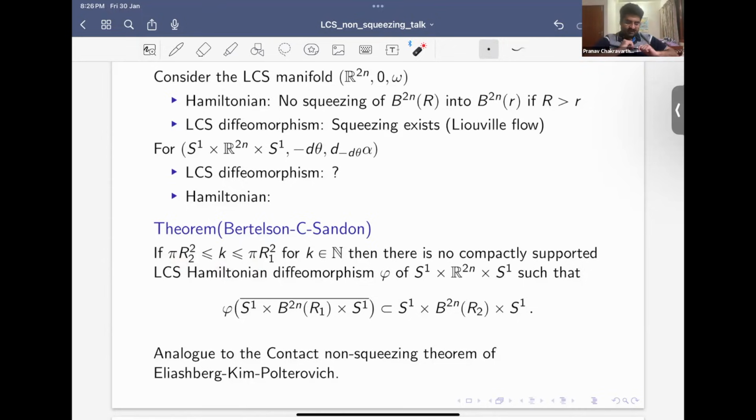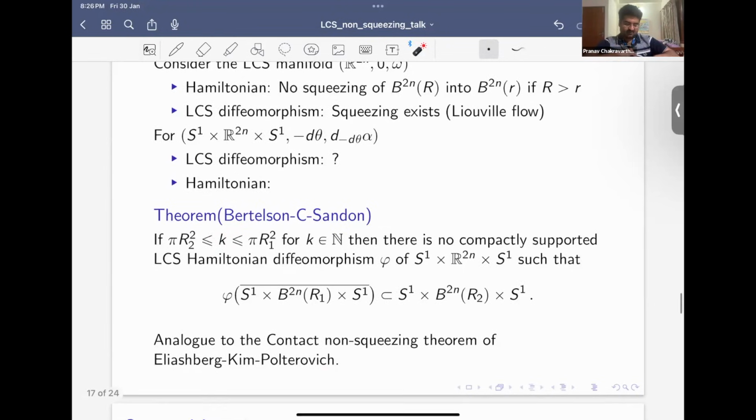In fact, this statement is analogous to Margherita's first proof of the result of Eliashberg-Polterovich Kim, assuming the integer k that separates out the two radii. Later on in the contact case, this condition was removed by several people using different techniques. We believe that the generating function proof can also be generalized to remove this integer k, but right now we haven't yet completed the proof.